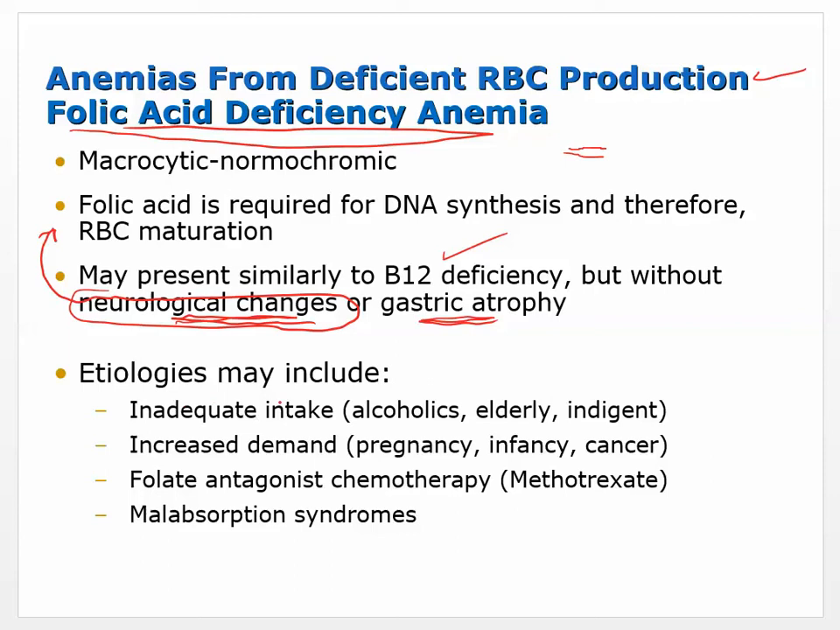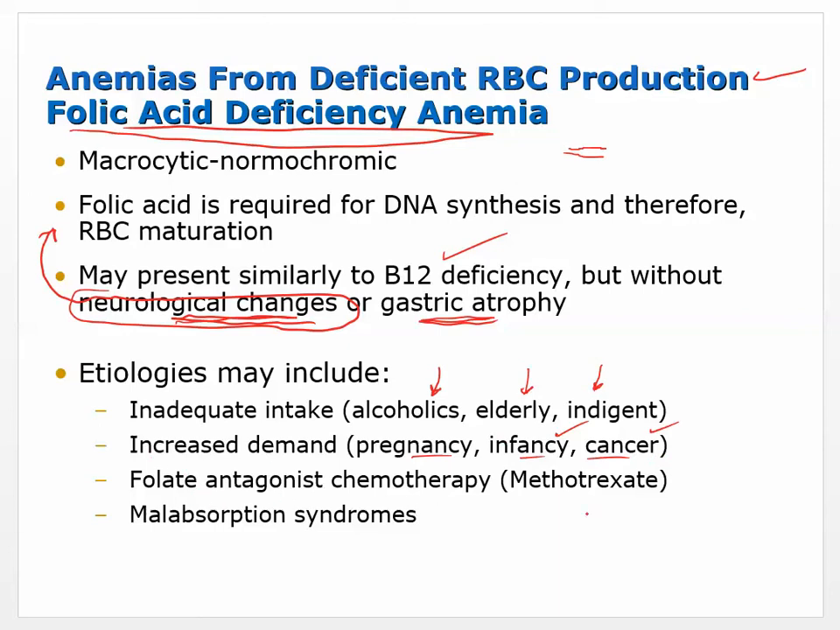So what causes it? Etiologies: inadequate intake, you don't take as much, or you drink alcohol instead of having folic acid, which is diet. Elderly people may not get enough. Indigent people who don't have access. Increased demand: pregnancy, infancy, cancer, things that are causing cell division. So in pregnancy you have a little fetus in there that's dividing, and so you need more folic acid. Infancy, when you're young, you need that cell division. And cancer, you're dividing cells on purpose, or your body is anyway.